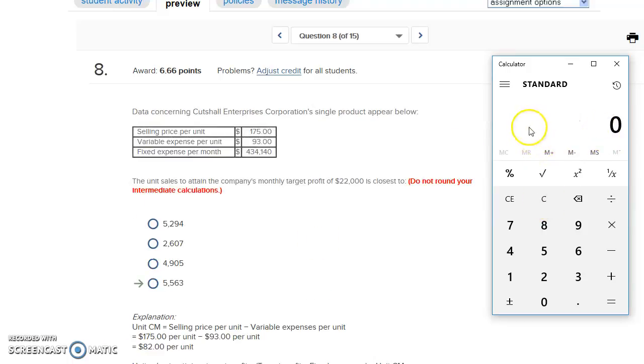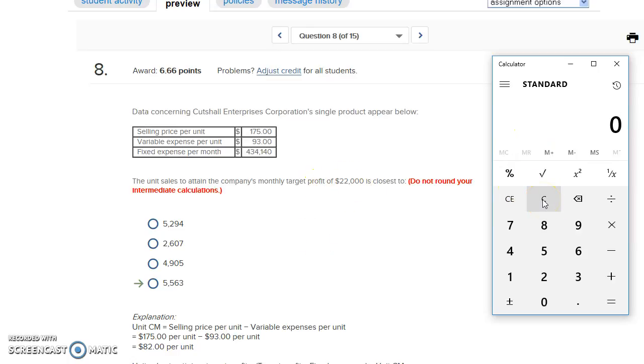Okay, same concept here. We're selling them for $175. It costs us $93. So for every item that we sell, $82 is going to go towards our fixed expenses. So how many of those do we have to sell to cover our fixed expenses of $434,140? $82. So let's find out. $434,140 divided by 82. We're going to have to sell 5,294, but we also want a target profit of $22,000.